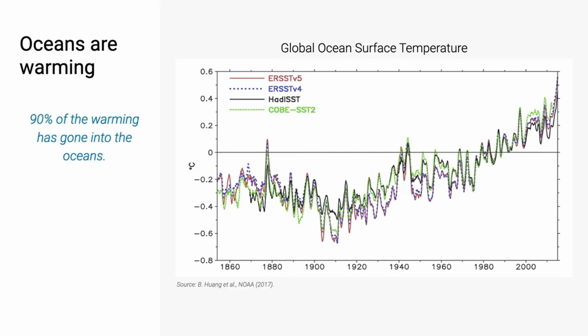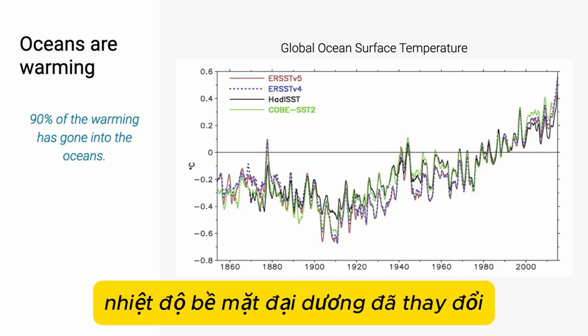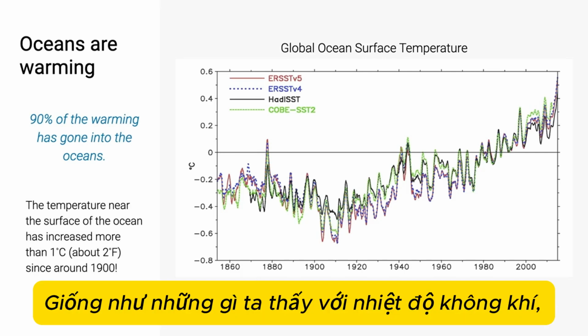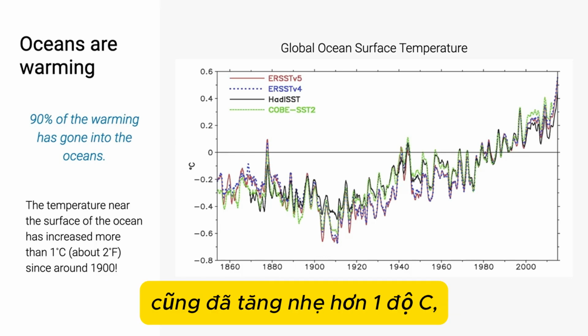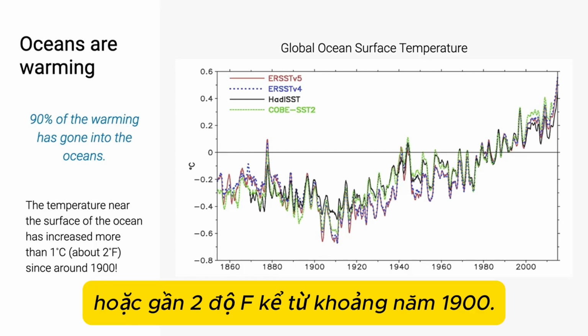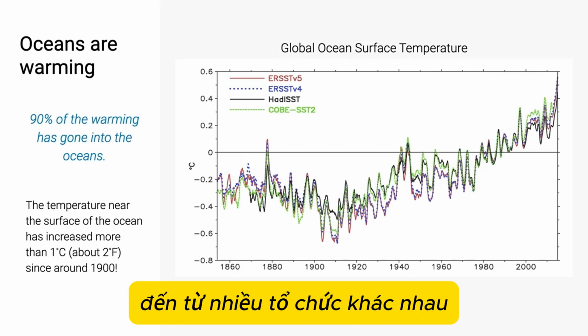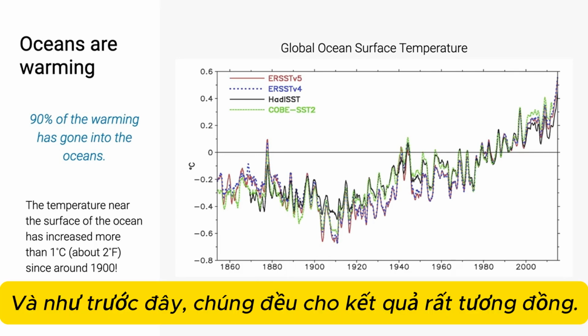The plot on this slide shows just how much the surface temperature of the ocean has changed from pre-industrial times. Just like we saw with air temperatures, the average temperature at the surface of the ocean has increased slightly more than 1 degree Celsius, or nearly 2 degrees Fahrenheit, since about 1900. We can be pretty confident about this, too. The lines on the graph come from several different organizations that specialize in these kinds of measurements. And as before, they all agree remarkably well.